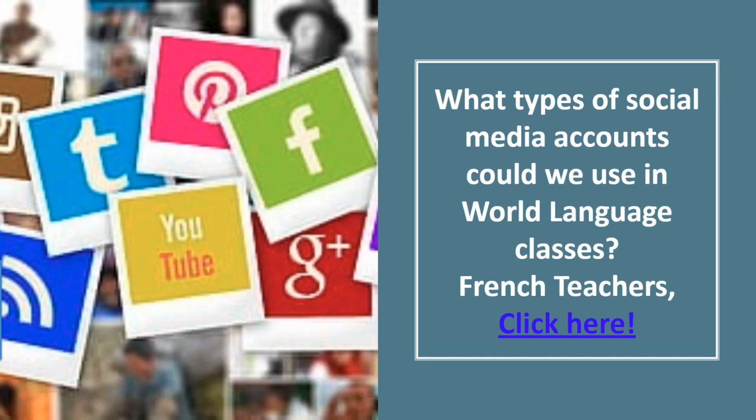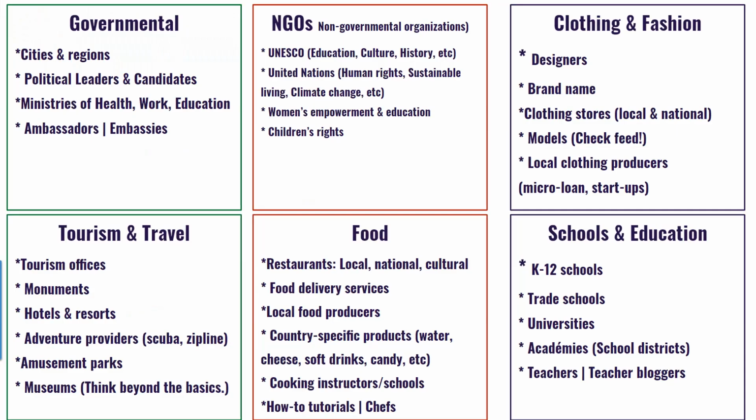Also, if you're a French teacher, when you get this presentation, click here because you will see the 250 different Francophone accounts we suggest you can follow to get more information. However, since we're talking to more than French teachers, let's look at those subject areas. If you look on top, it says governmental, and underneath it's cities and regions, political leaders and candidates. So these are giving you suggestions on here's the big topic, and then these are the things you could look for. NGOs, so powerful because they are the humanitarian backbone of the world. Look at this.